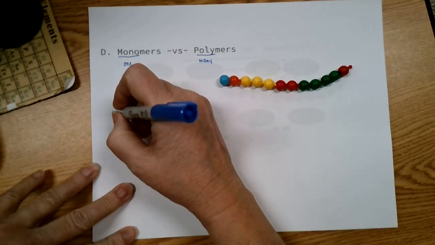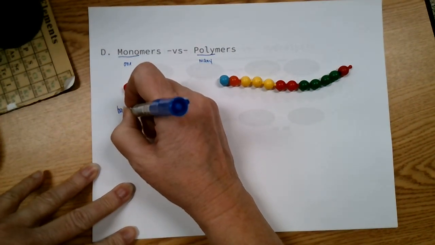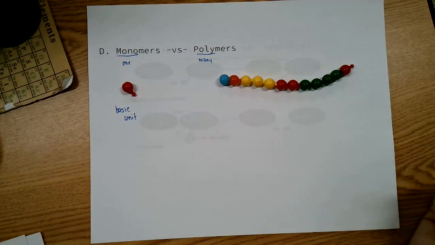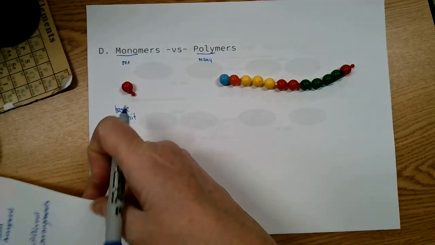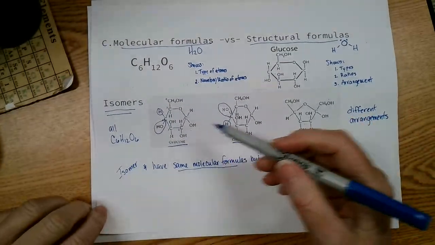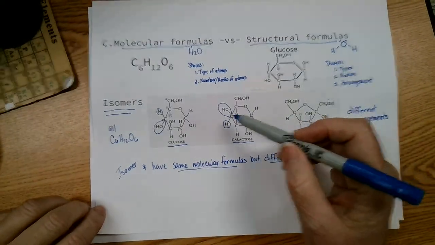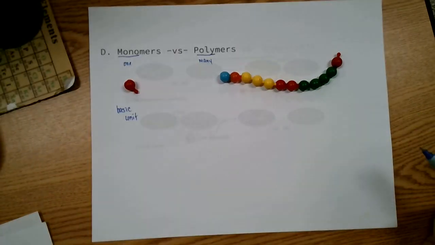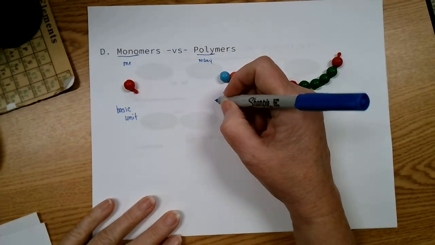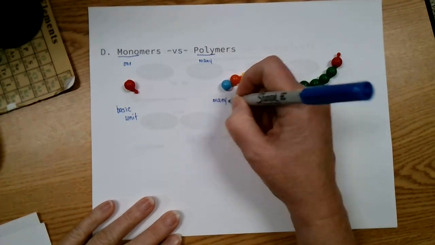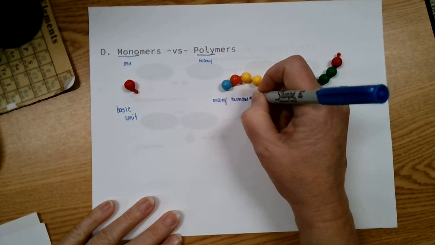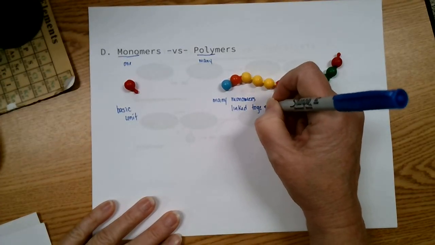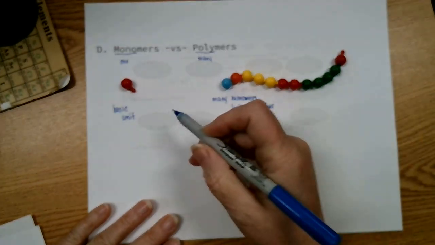What is a monomer? A monomer is a basic unit, or a basic building block. The ironic thing is what we were just looking at. Let me pull that back for a moment. When we looked at these isomers, these are actually all monomers. So think of these as each a bead. And if we linked all of these together, then we would have a polymer. A polymer is just more than one. It's many monomers linked together. So monomer and polymer.